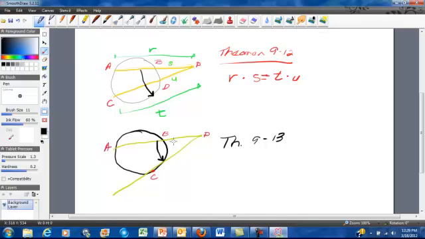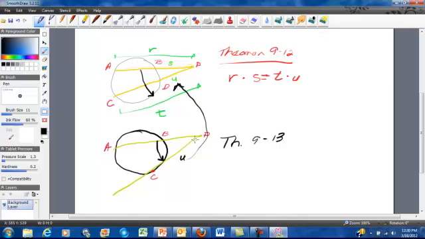So once again, just to go over this, think about this. Theorem 912, R times S is equal to T times U. But just think, if we start moving this outside, then really we start having that CP here, this length, which is U from above here.